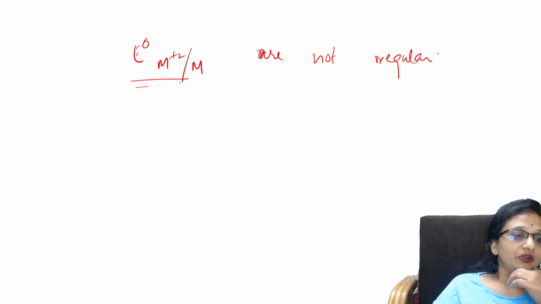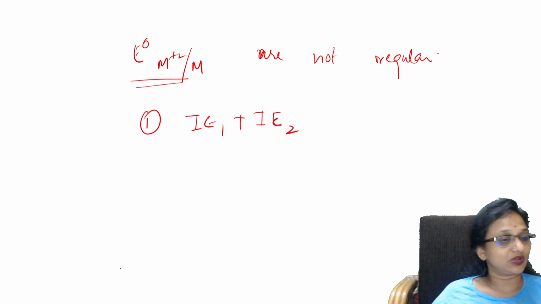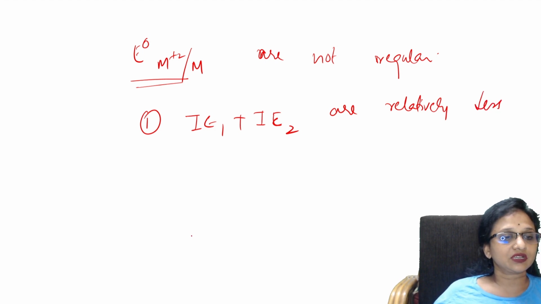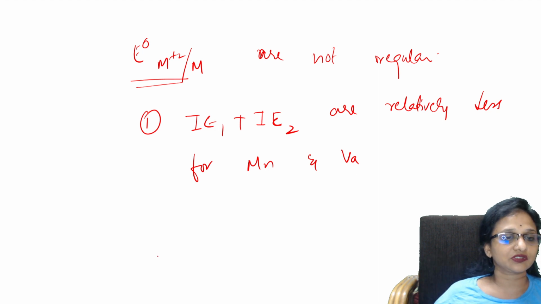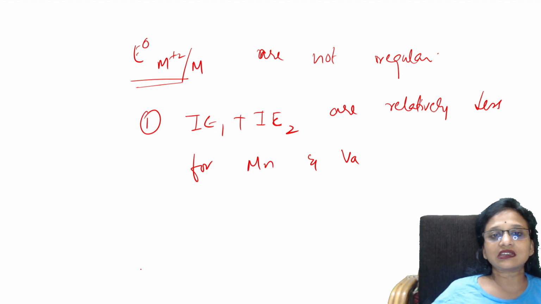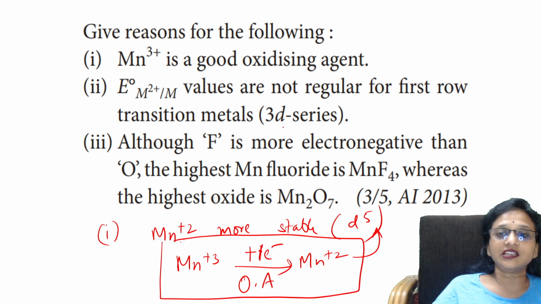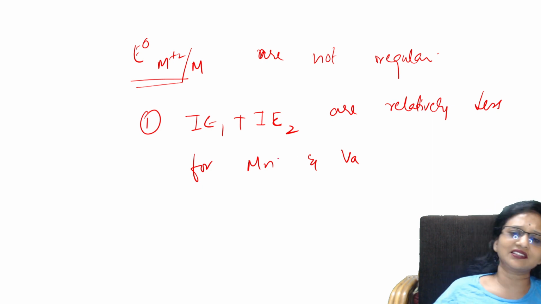I told you, for electrode potential, please try to explain in terms of, first important thing, start writing like this: IE1 values and IE2 values, whatever are there, are relatively less. When I see the table, they are relatively less for manganese and vanadium. When you check, they have almost similar values. Because of this irregular variation in the ionization enthalpies, the 3D series, that is the first row of transition metals, shows different values. Because of this irregular variation in ionization 1 and 2, it is showing different. Right, this reason is enough.